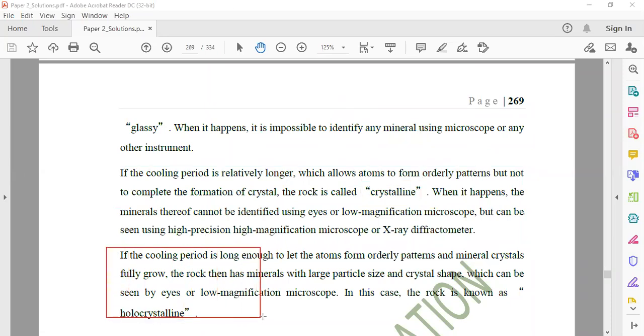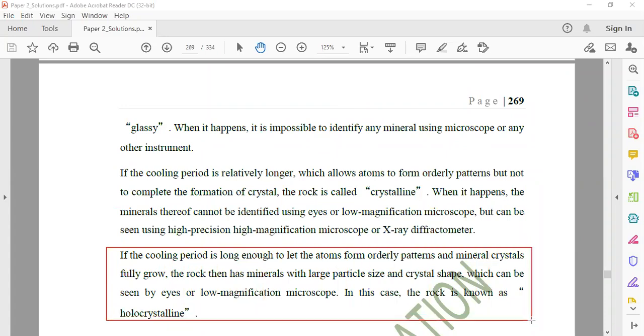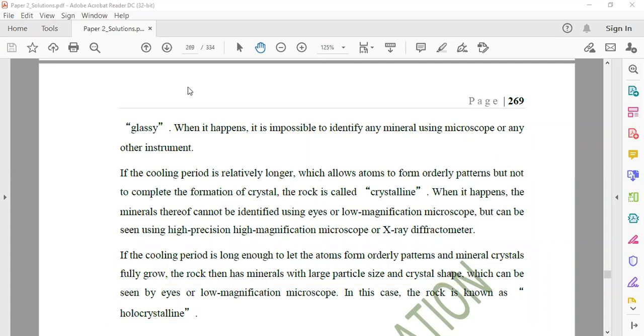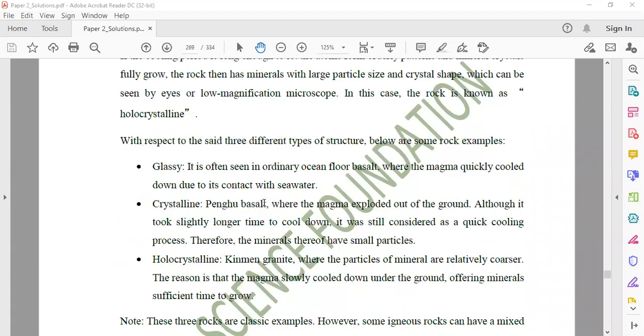Then if the cooling period is long enough, काफी ज्यादा अगर टाइम मिल जाए हमें, to form an orderly pattern and mineral crystals fully grow, the rock has minerals with large particle size and crystal shape. This is the main point, which can be seen by eyes or a low magnification microscope, and this kind of rock is called holocrystalline. You have to keep in mind this kind of rock is called holocrystalline. तो ये आपको ध्यान रखना है, होलो क्रिस्टलाइन रॉक इस तरह की होती है, ठीक है जी, फुल पार्ट होगा क्रिस्टल के अंदर, ठीक है.